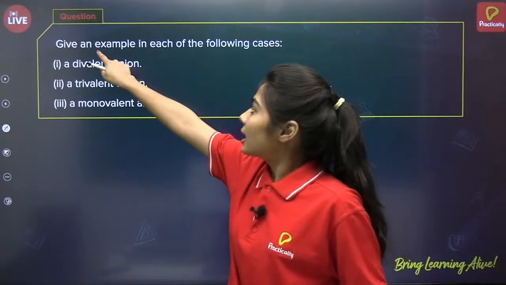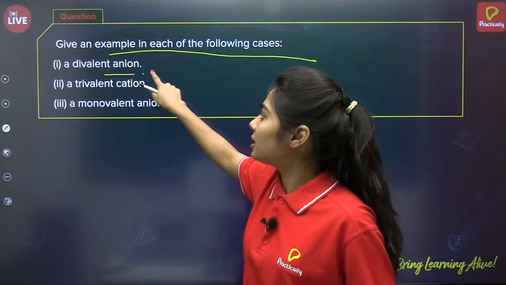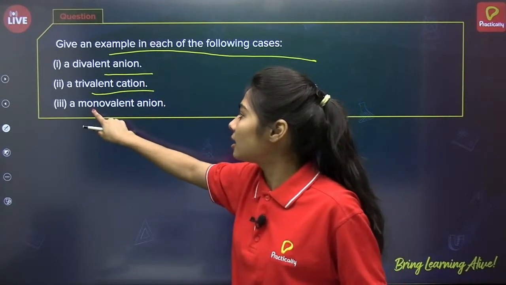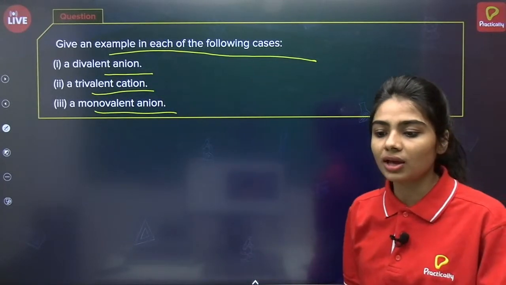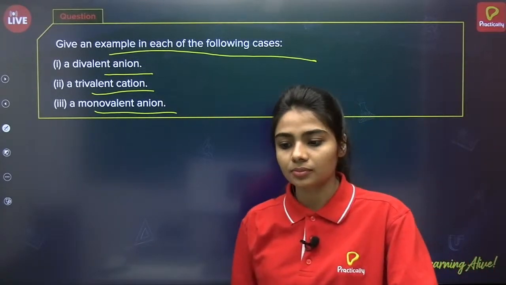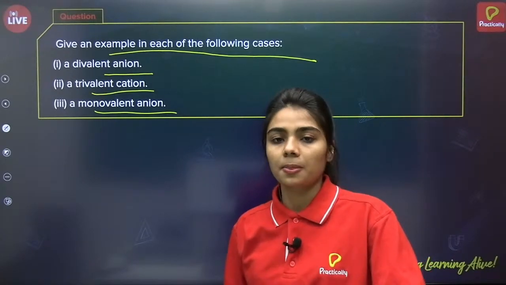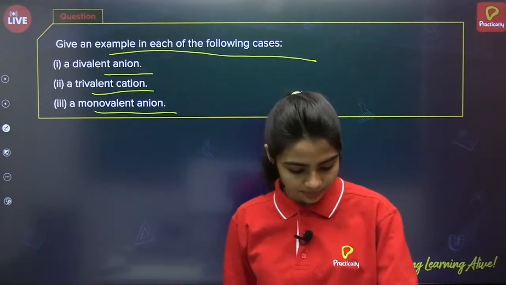Now, can you give an example in each of the following cases? A divalent anion, a trivalent cation, a monovalent anion. Can you give examples of these anions and cations? Anyone who can give these answers? I'll wait.